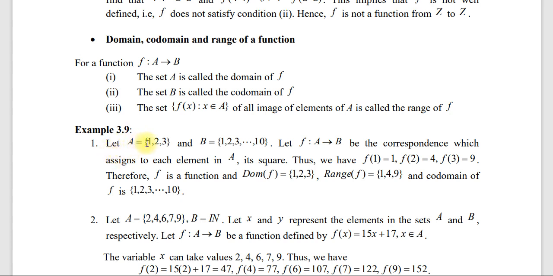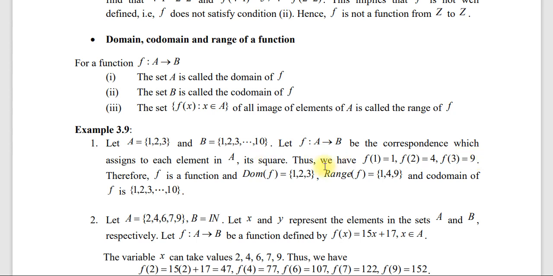So example 3.9.1. Let A equal the set 1 to 3 and set B contain 1 to 10. Let f from A into B be the correspondence that assigns to each element in A its square. Thus we have f of 1 equals 1, f of 2 equals 4, f of 3 equals 9.